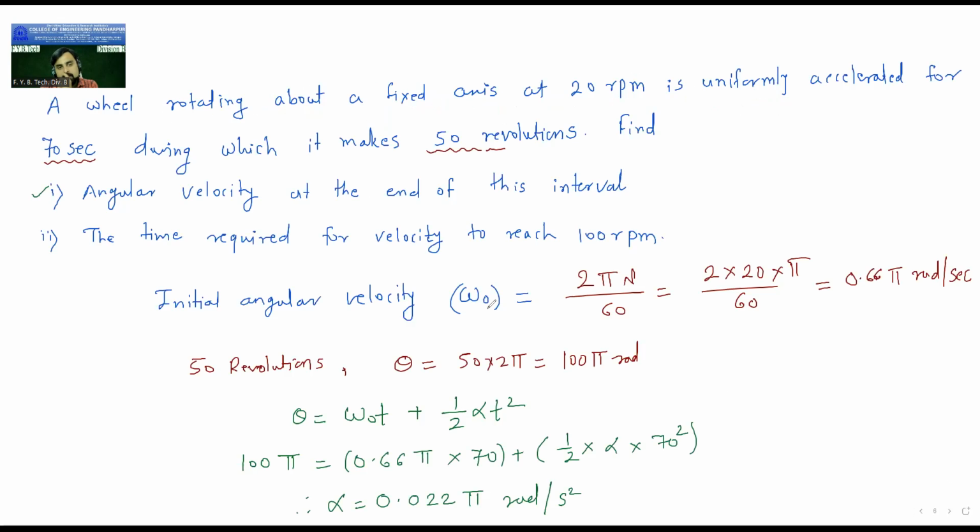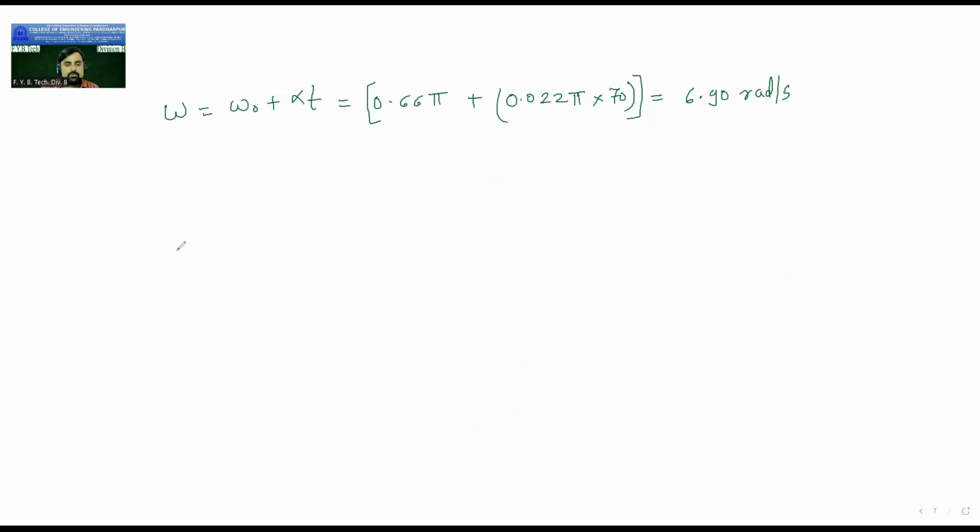Now what is the second part? The time required for the velocity to reach 100 rpm. What is the initial velocity? It is 0.66 pi radian per second. Now they have asked for the time required to reach 100 rpm. So first of all, we will calculate that. Omega is equal to 2 pi n upon 60, which is equal to 2 pi into n, where n is 100, divided by 60. What is the answer?